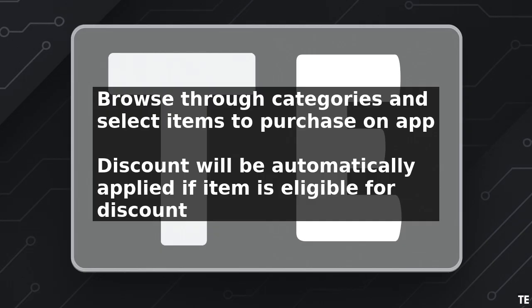When you are ready to check out, tap on the checkout option and review your order. Make sure the discount has been applied correctly and the total amount is correct. If you have any issues with the discount, you can contact Walmart customer service for assistance.